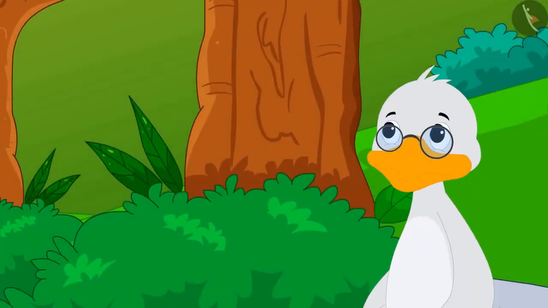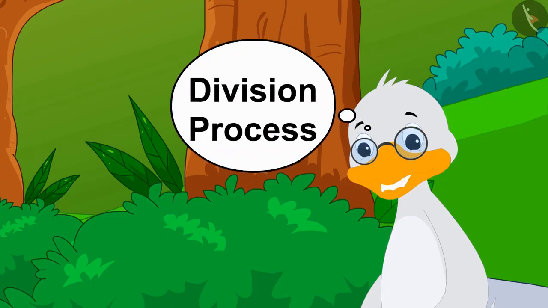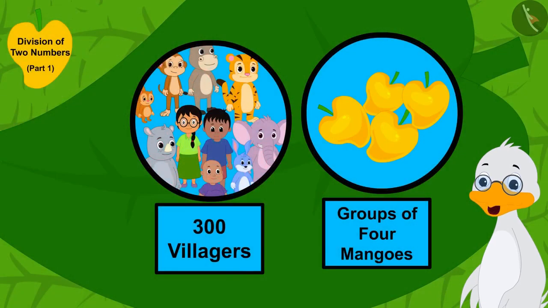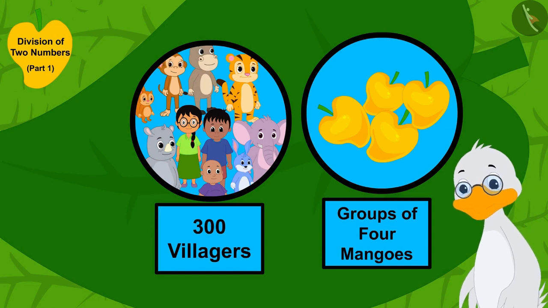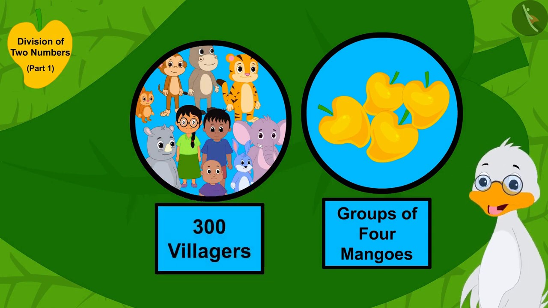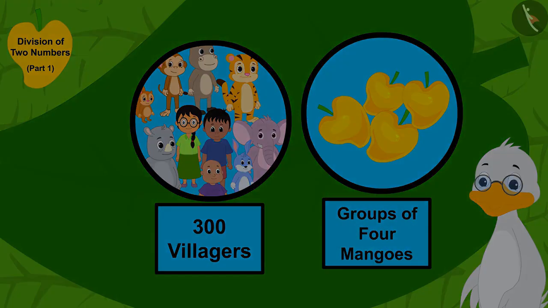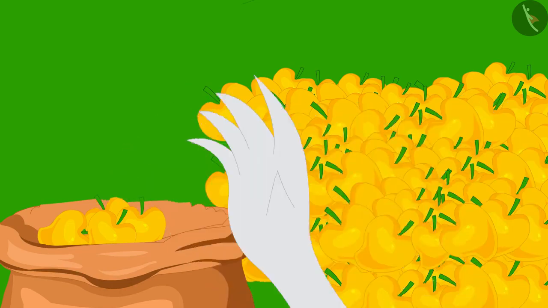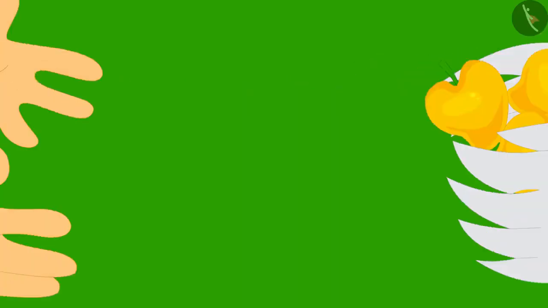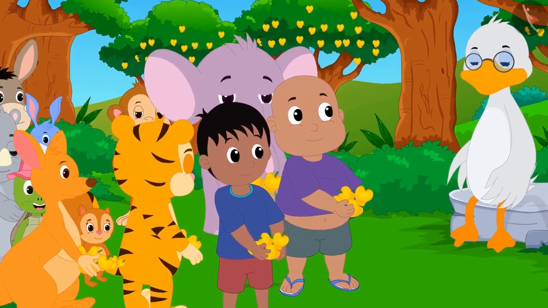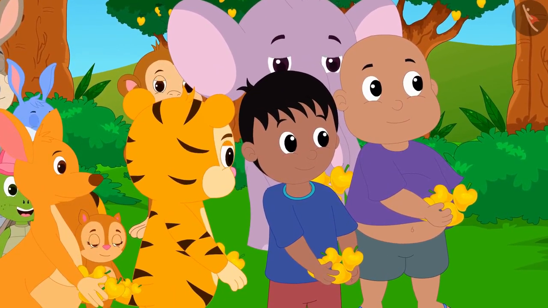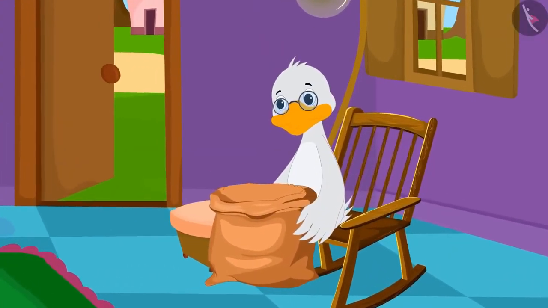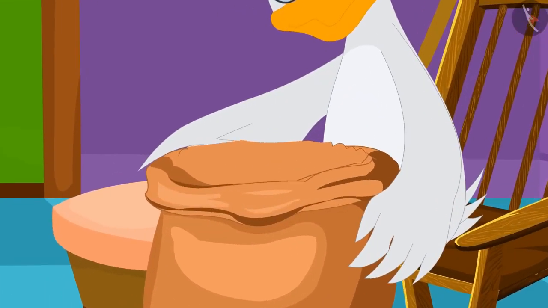Uncle said, I can do this by using the division process. I can divide these mangoes equally among 300 villagers by putting them in groups of 4 mangoes. Barbole uncle immediately filled all his mangoes in one bag and distributed them in groups of 4 mangoes equally among the 300 villagers. When uncle returned home, he saw that there were still some mangoes left in his bag.